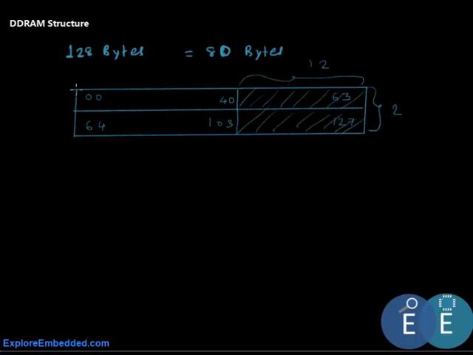Now if you write this in hex, this would be 0x00, and this would be 0x27, so 40 is 27 in hex, and then you can see this gap here, so the 64 would be 0x40, and the next, 103, would be 67 in hex.